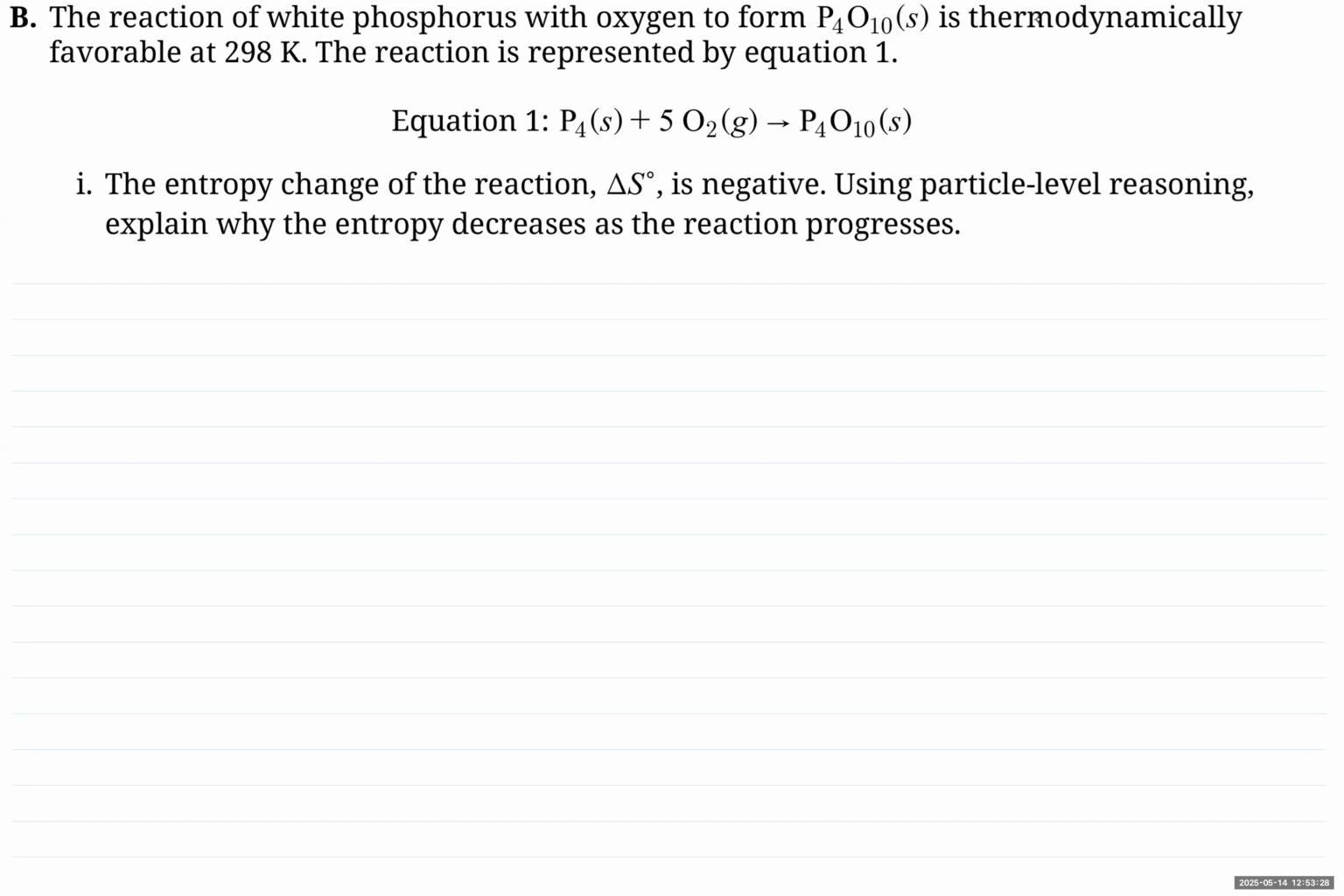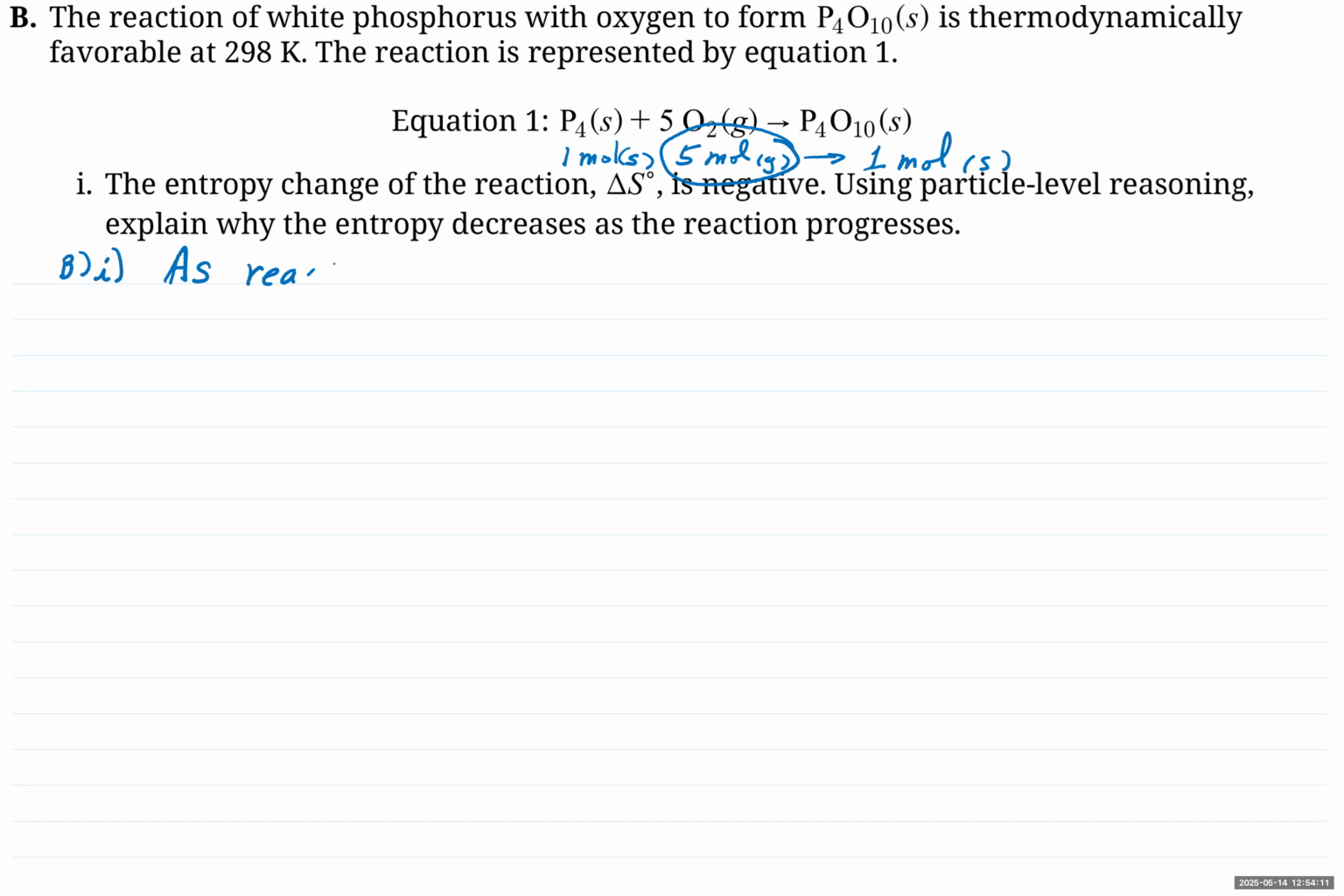All right, so I'm going to try to answer this as a student would answer it. Part B-I. All right, so what do we know about this? We know that we start with one mole, or one molecule, of solid, and then we have 5 moles, or 5 molecules, of our gas, which in total becomes only 1 mole of solid. So I think the key here is the disappearance of the gas as it goes to products.